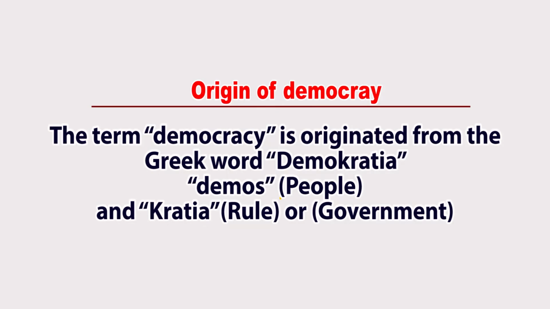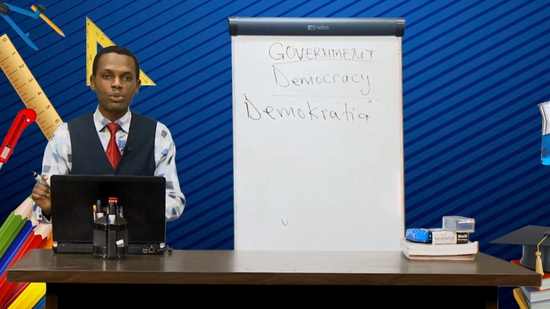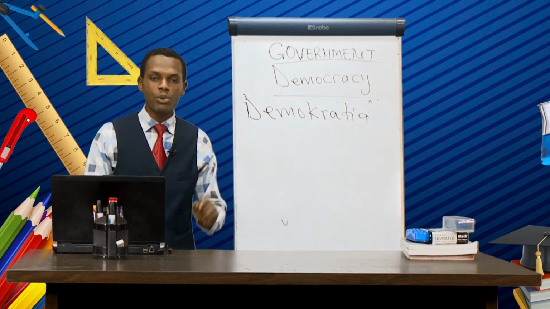This word is also broken down into two. We have demos. Demos means people. And then we have kratia. Kratia means rule. It also means government. When the two are joined together, it became rule of the people. So democracy is a rule of the people.